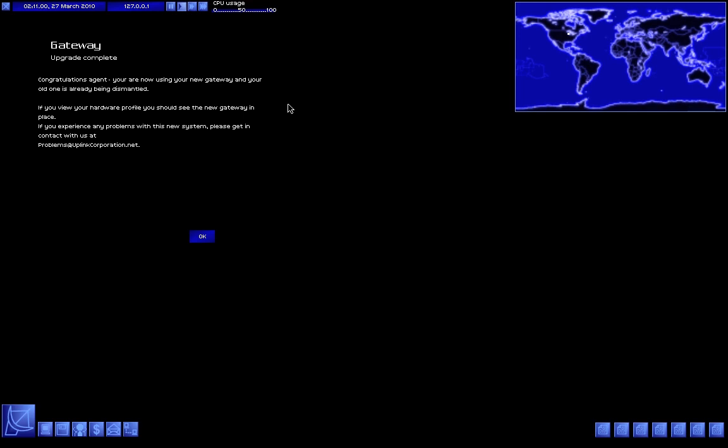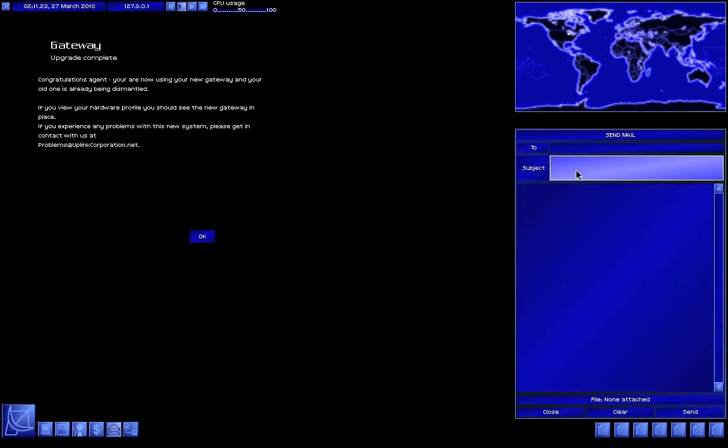Aw, I like that gateway. We had some good times. Remember that time we hacked into that place and deleted that file? Good times. If you view your hardware profile, you should see the new gateway in place. If you experience any problems with the new system, please get in contact with us at problems@uplinkcorporation.net.